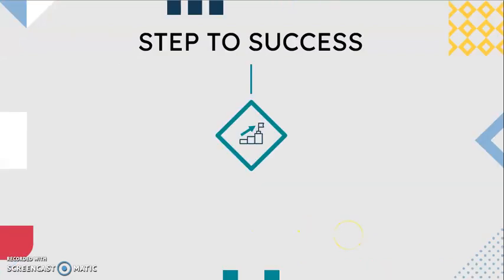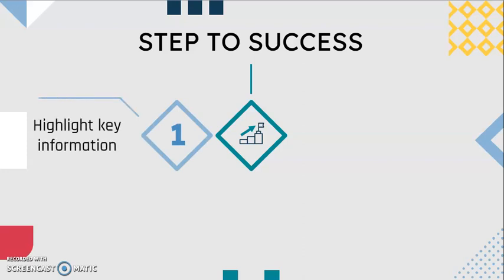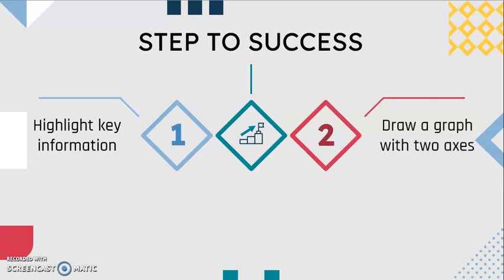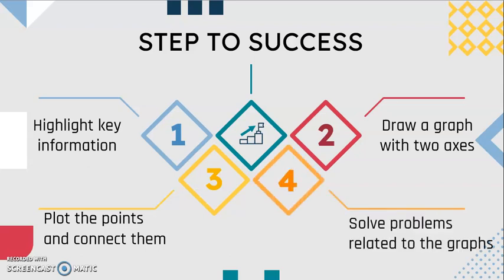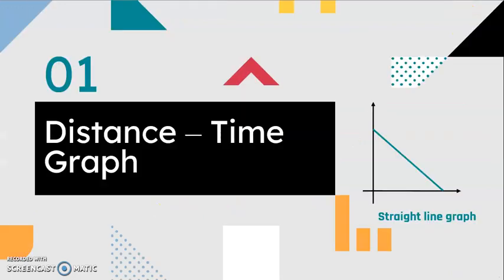So these are the steps to success that you need to know. The first one, you have to highlight the key information that is given. Second, you have to draw a graph with two axes. Third, you have to plot the points or the coordinates and connect them together. And lastly, you have to solve the problems related to the graph. So let's start with distance time graph.